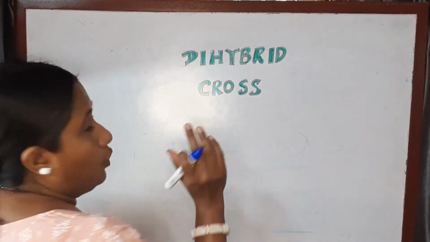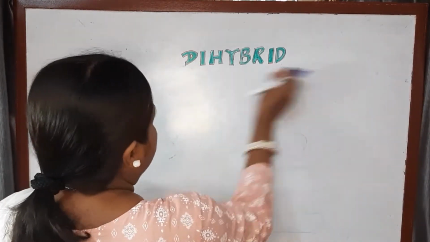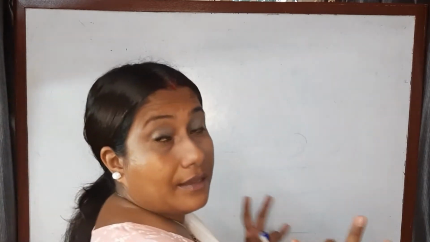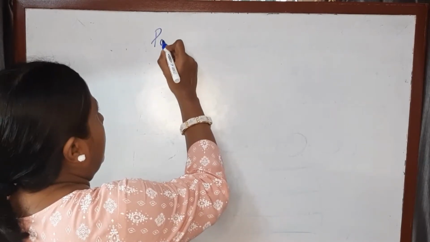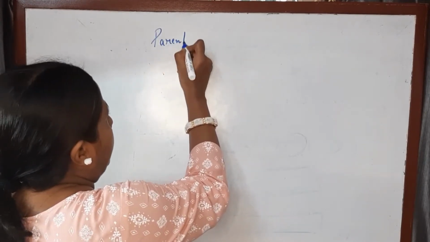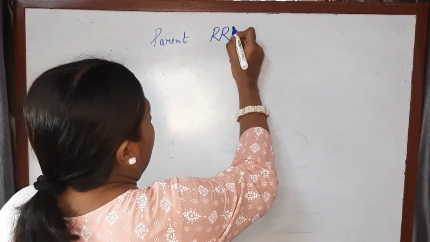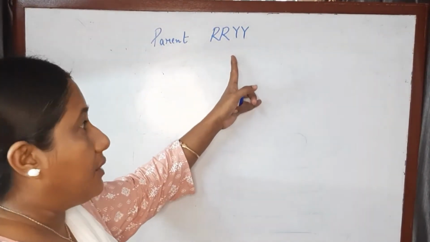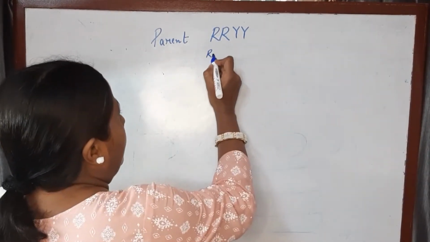Let's start the activity. I'm just rubbing this out because I need more space for writing. So this is the dihybrid cross. I'm taking the parent generation. In the previous video I told you how to write the parent. The parent is round yellow. Both the round as well as the yellow traits are dominant, so I'm writing them with capital letters. So it is round yellow, right?